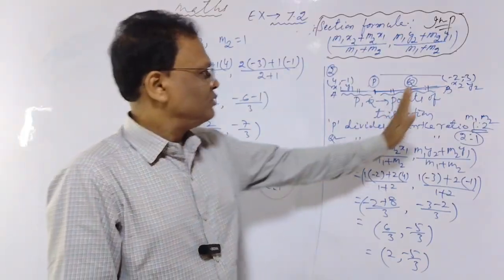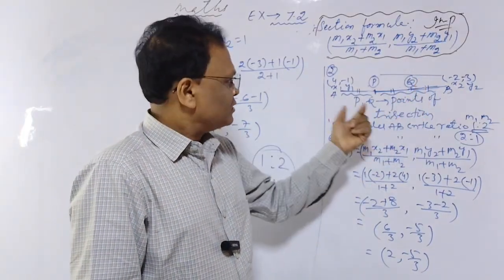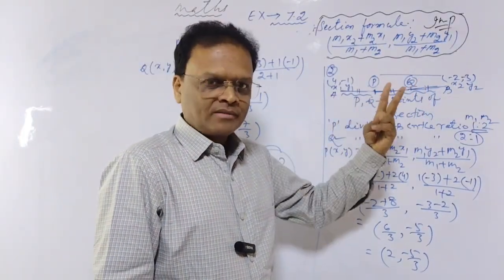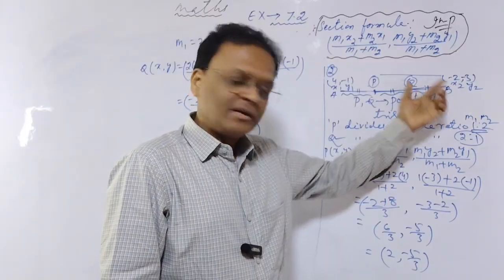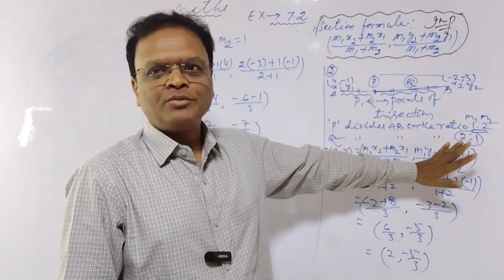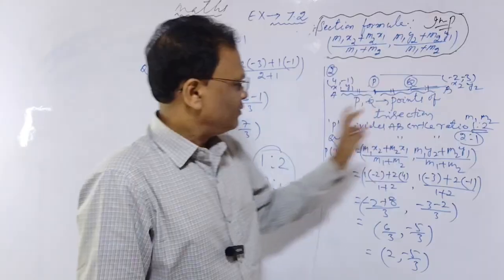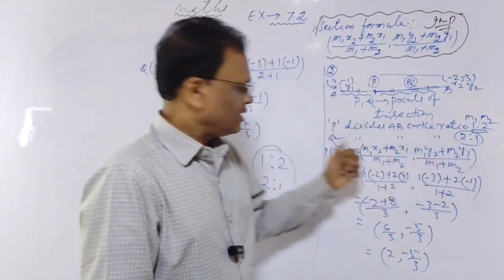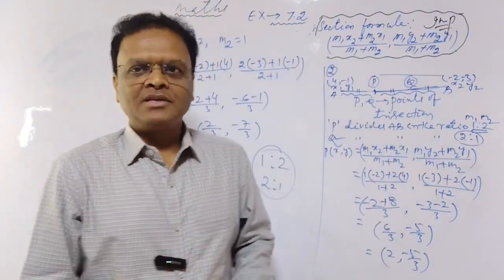Whereas if I take Q here, right? From here till here, I think it's 2 parts, and from here to here it is 1 part. Therefore Q divides in the ratio of 2:1. So M1 M2 for P, M1 M2 for Q. Put the same formula, get the same answer.